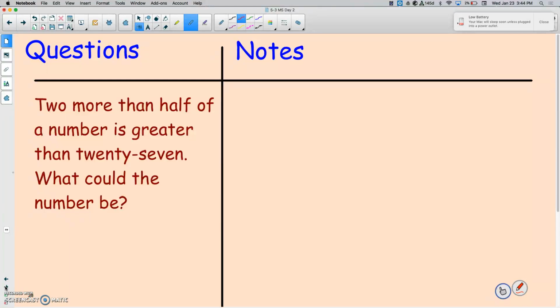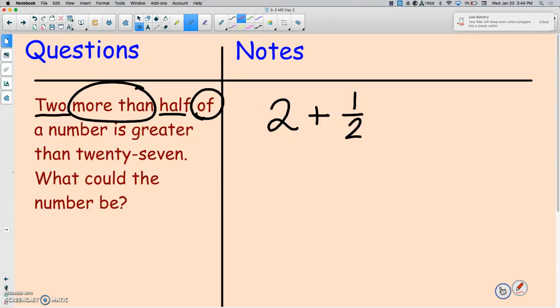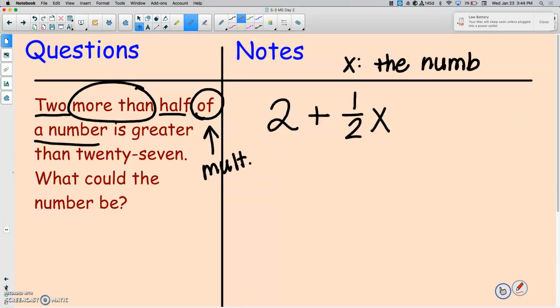Our last example is a word problem. With this word problem, it says 2, so that's the number 2, more than, that means plus, half, of means to multiply in math, a number, of a number. Remember, when it says a number, that's where you pick your variable. So I'm going to say x equals the number. So I'm defining my variable here.